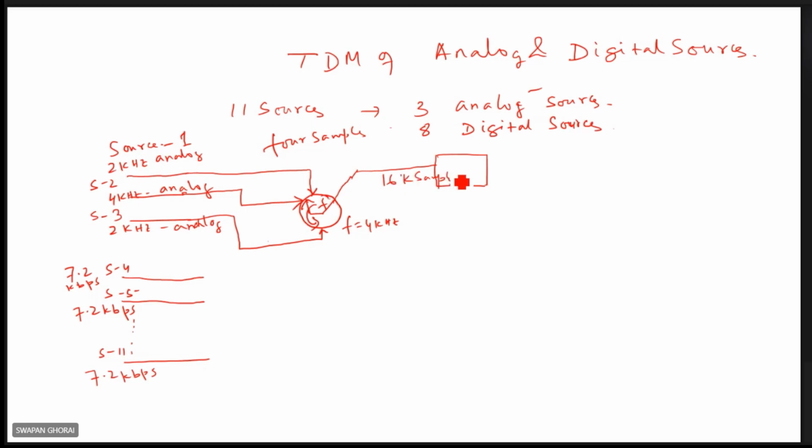Samples will be there, and if you use 4-bit per sample, since samples are analog, you have to quantize them. So if you use 4-bit quantization, the bit rate of the TDM signal will be 64 kbps. This is actually your TDM PCM signal.